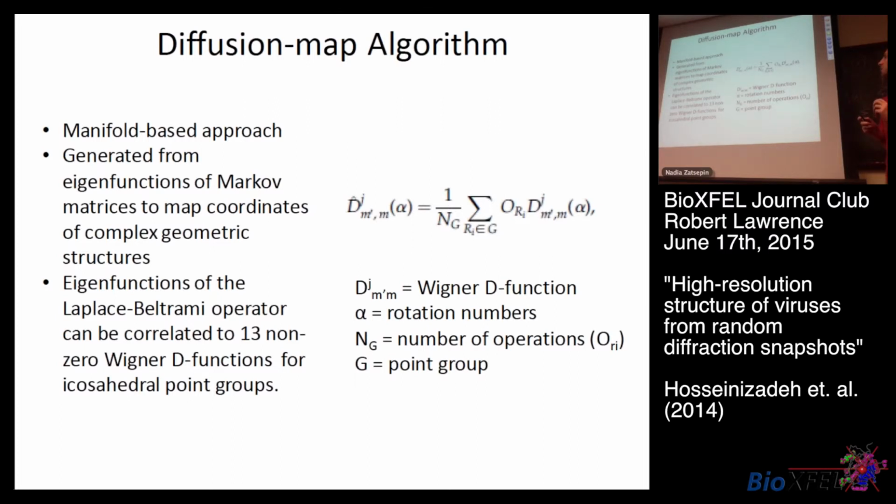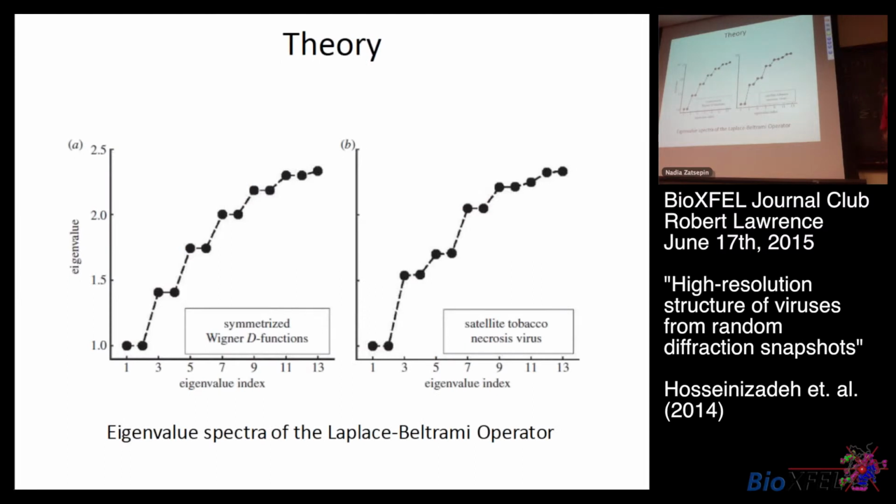So what they propose doing in this paper is using Wigner D functions and correlating those with eigenfunctions in order to identify them. And this is the equation that's used to describe that. And here's a look at some of the data where they've done this in practice.